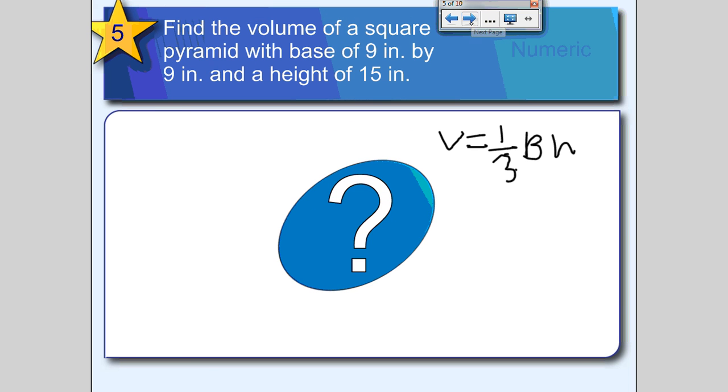Alright. Next, find the volume of a square pyramid with a base of 9 inches by 9 inches and a height of 15 inches.